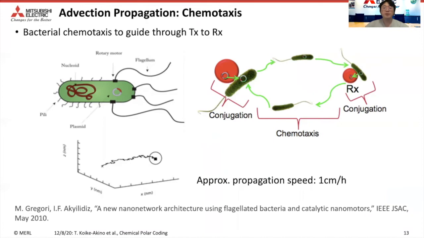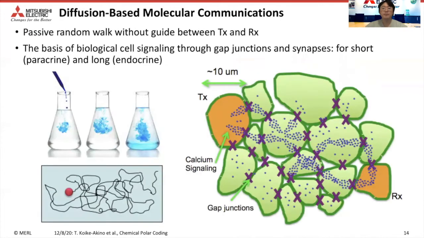The second method, using chemotaxis, uses bacteria to lead from one end to the receiver end. The bacteria can carry plasmids from transmitter to receiver. The speed of the transmission is not that high. It's like 1 centimeter per hour. Another type of biological molecular communication is diffusion-based. For example, cell-to-cell communications are based on diffusion of molecules through gap junctions.